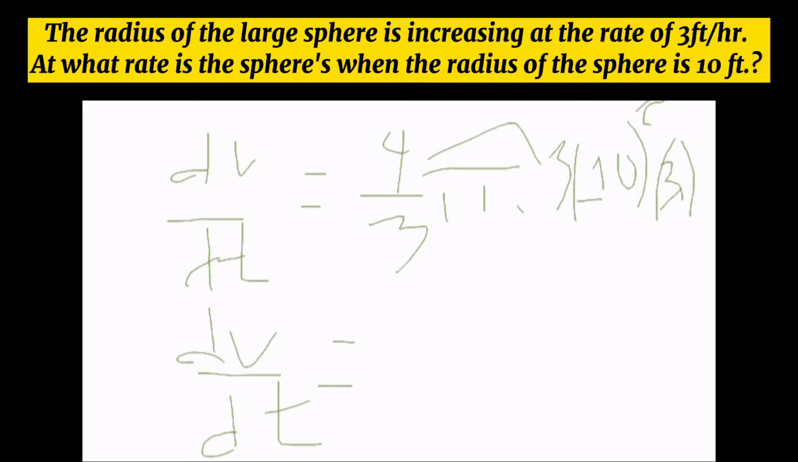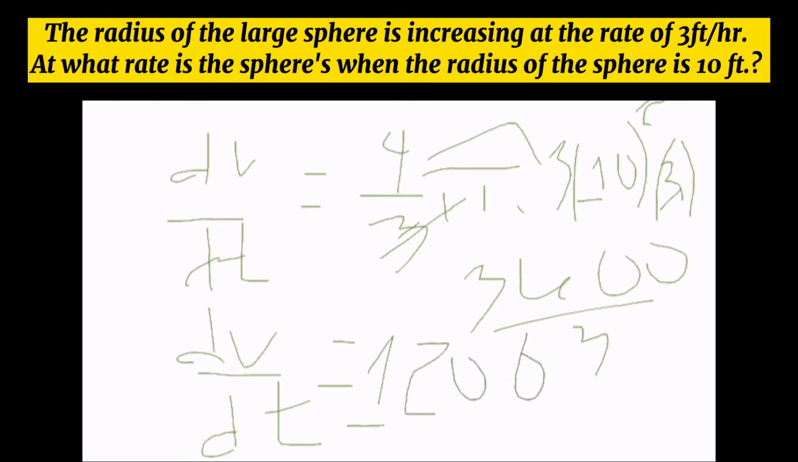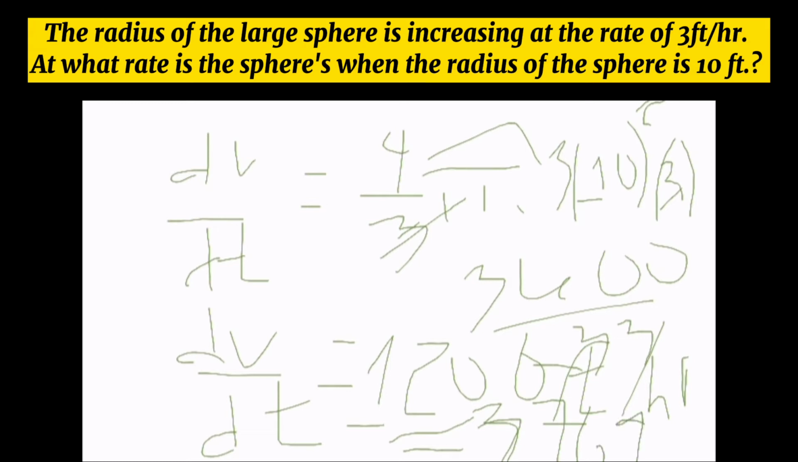So it becomes 3,600. Divide by the 3, so it becomes 1,200 feet cubed per hour, or about 3,769.91 feet cubed per hour.